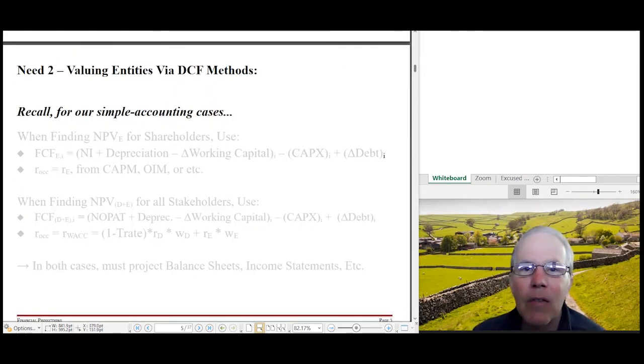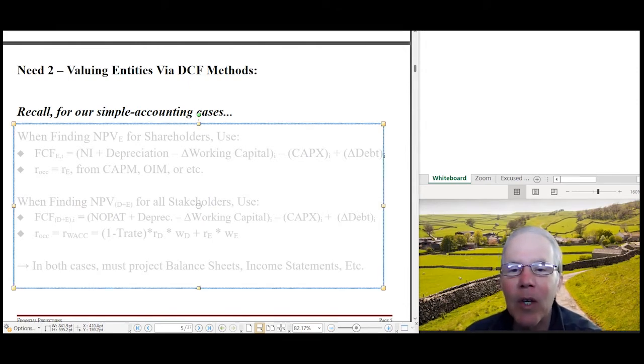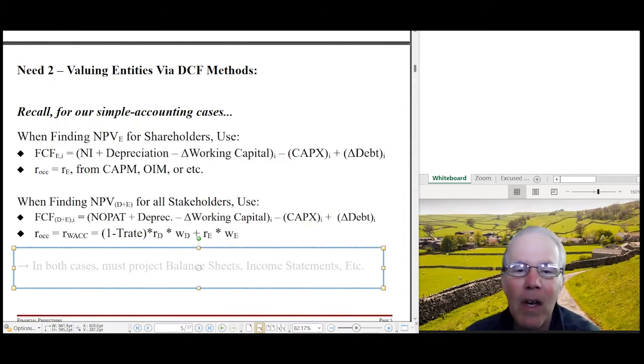So the second need for pro formas is valuing entities using our DCF methods, right? And recall, for our simple accounting cases, when we valued an entity for shareholders, we needed, in a general case, all sorts of information from financial statements from future years. And the same thing was true when we were trying to value an entity for the whole debt and equity team. The only way we could really estimate future cash flows of an entity was to project forward the financial statements and derive our estimate of free cash flows from those.